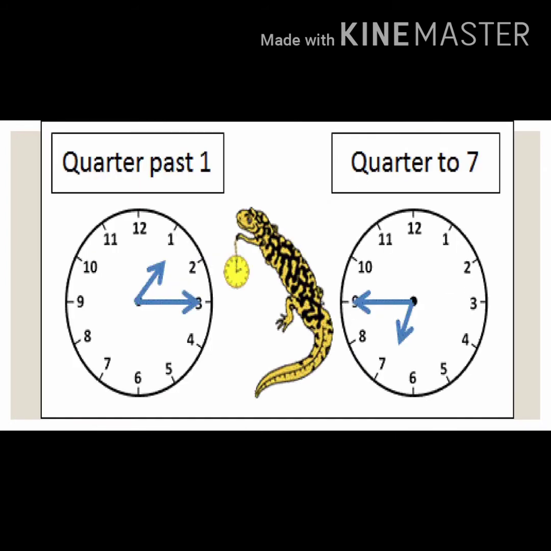Now children, let us revise. You can see on your left hand side, the minute hand is at 3, and when the minute hand is at 3, we call it quarter past.